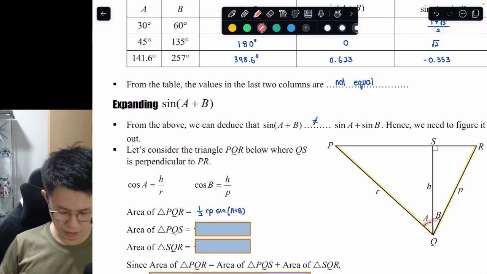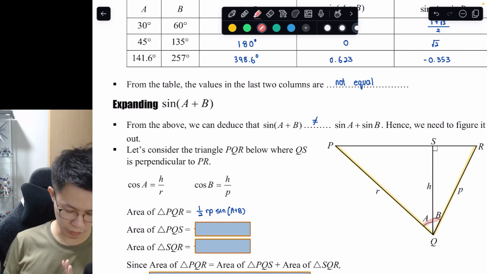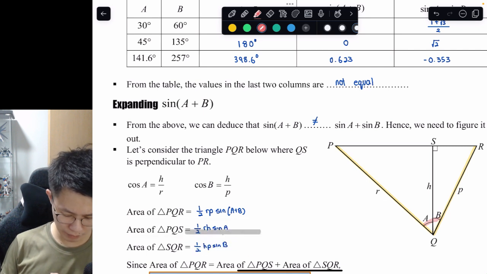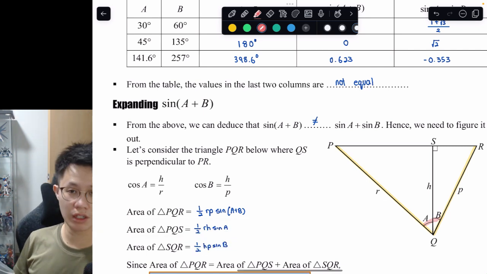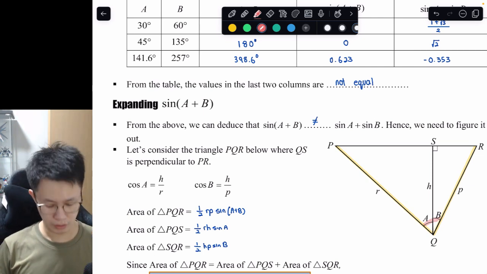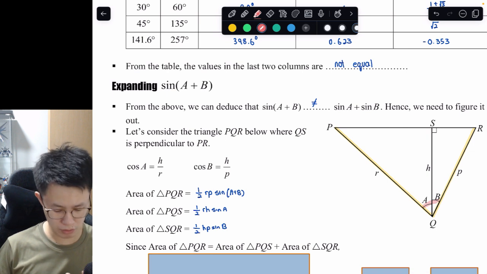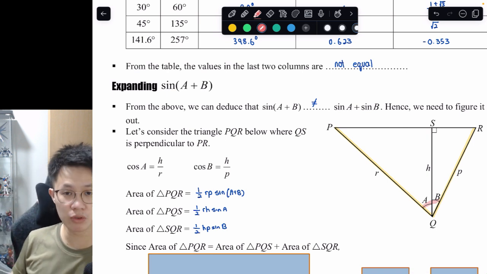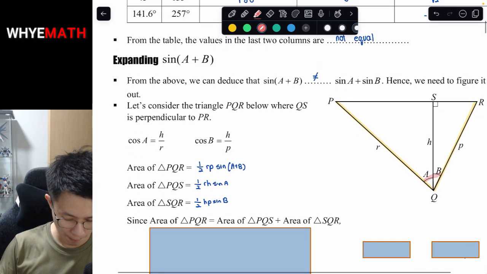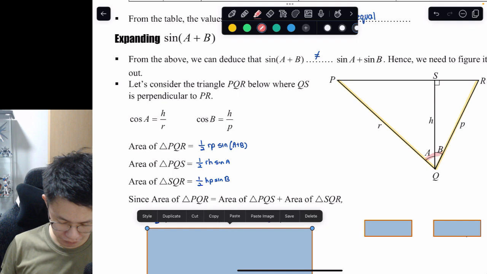Okay, so with this, we have that. Now we do it individually for each triangle. So we're going to do it for PQS, and we are also going to do it for SQR, and we can use the trigonometric area of a triangle to help us find them. And we know that the area of a triangle must be equal, right? So the area of triangle PQR must be equal to the area of PQS plus the area of SQR. So what happens next is very interesting. I'm going to write them down here like that.